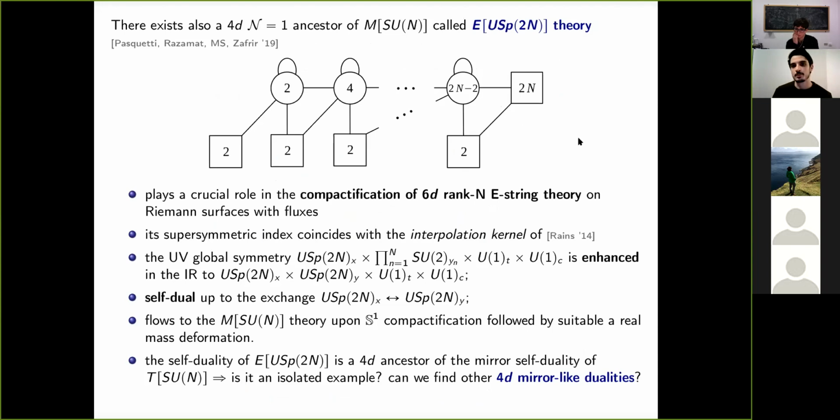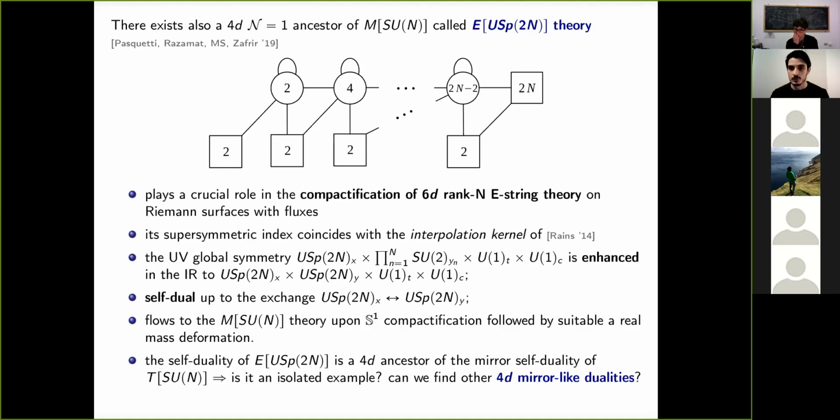This theory represents probably the only point in which we can make contact between our bottom-up strategy and the more standard approach of compactification from 6 dimensions that I mentioned at the beginning. Indeed, the reason why we introduced this theory in our paper was because it plays a crucial role in the compactification of the 6-dimensional rank-N E-string theory on Riemann surfaces with fluxes. In particular, it is associated to the theory obtained from compactification on a tube, a sphere with 2 punctures.